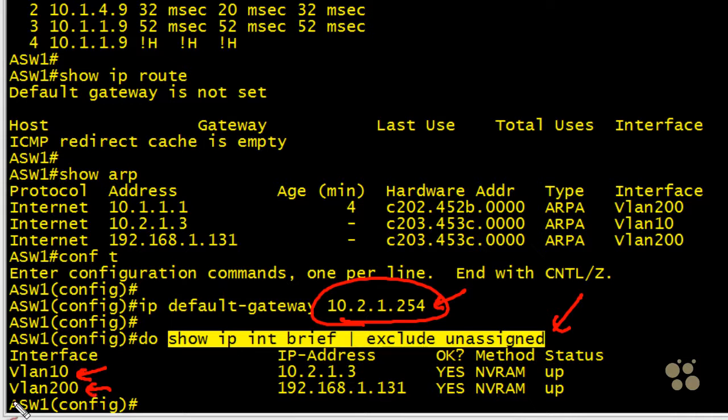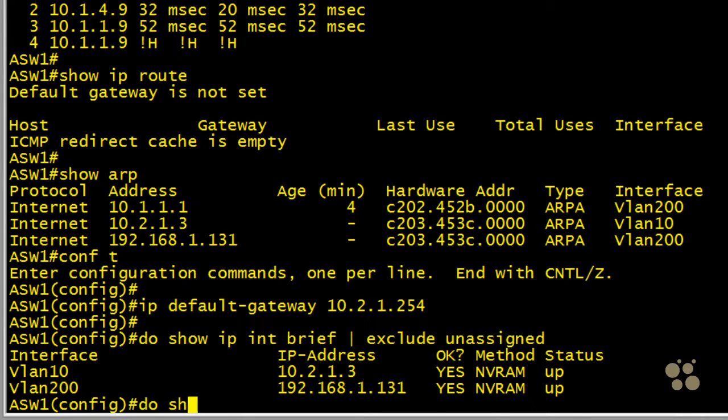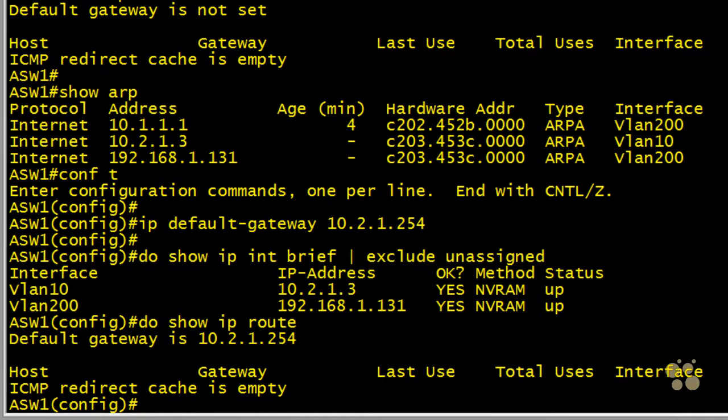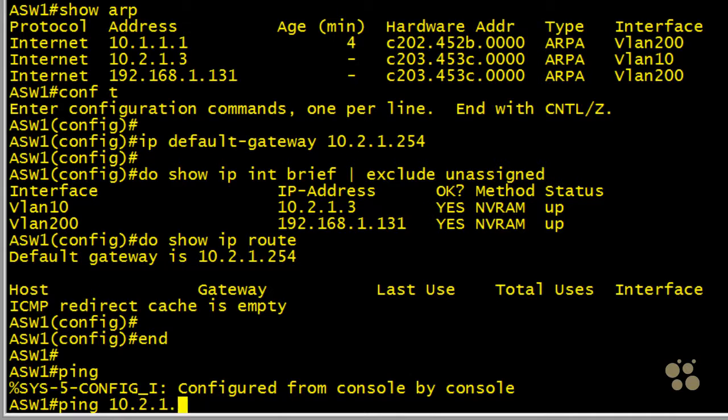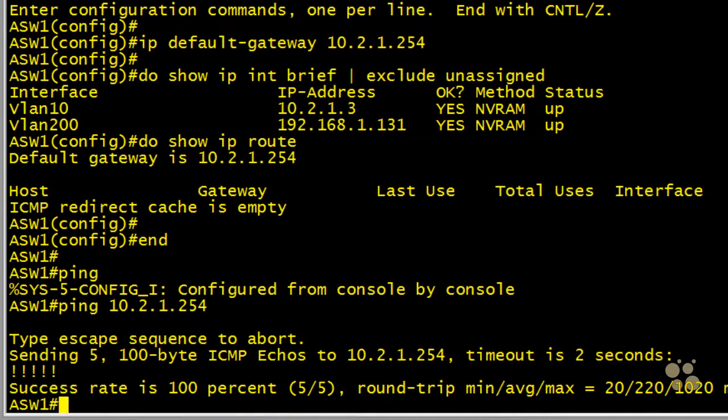On the flip side, if we're supposed to be using VLAN 200 for the management of our network devices, including ASW1, then it would make more sense to go ahead and use the default gateway of either .129, which is DSW1, or .130 of DSW2. So if we issue the command show IP route, the default gateway that now shows up should be the one that we just configured, which it is. So that looks great. And just for grins, let's verify that we can ping our default gateway at 10.2.1.254, and we can. Hey, and check it out. That was without having to bounce the VLAN 10 interface on DSW1, which is perfectly fine.